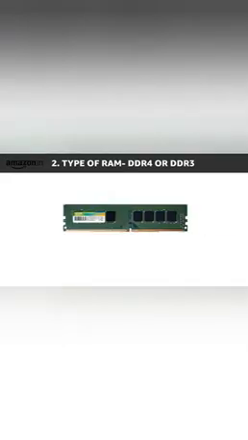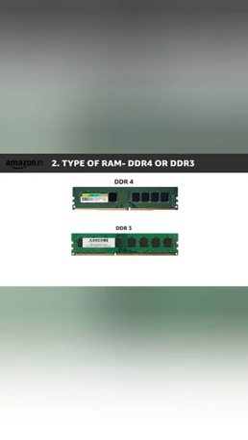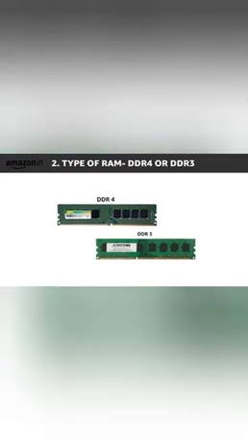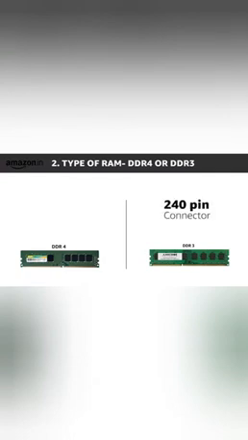Now coming to the type of RAM, the newest generation of RAM is designated DDR4, and systems that support DDR4 cannot accommodate DDR3 and vice versa. This is because DDR3 RAM uses a 240-pin connector, while the newer DDR4 RAM uses a 288-pin connector.